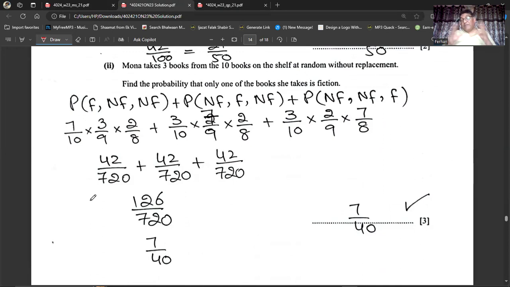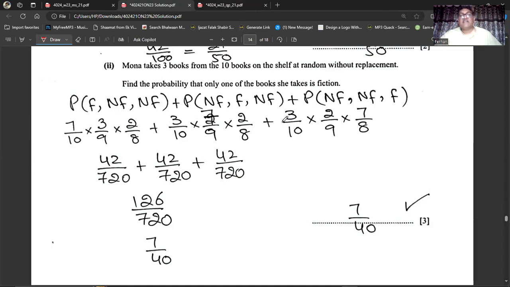Then it might be non-fiction, fiction, non-fiction. Maybe non-fiction, non-fiction, fiction. So we will find all the probabilities of these three events and we will add them up. So fiction 7 by 10 multiply 3 by 9 multiply 2 by 10. Why is this total number changing? Because they say without replacement.